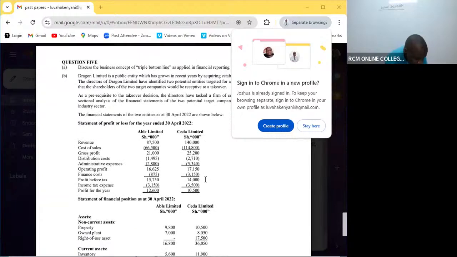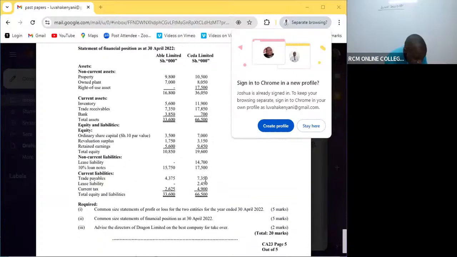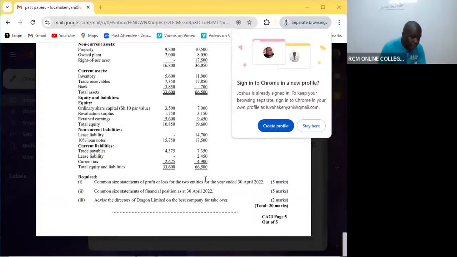We have the statement of profit or loss. Then of course you have the statement of financial position, which has been indicated there. So required number one, a common size statement of profit or loss for the two entities for the year ended 30th of April 2022. Then a common size statement of financial position for the two, as at 30th of April 2022.